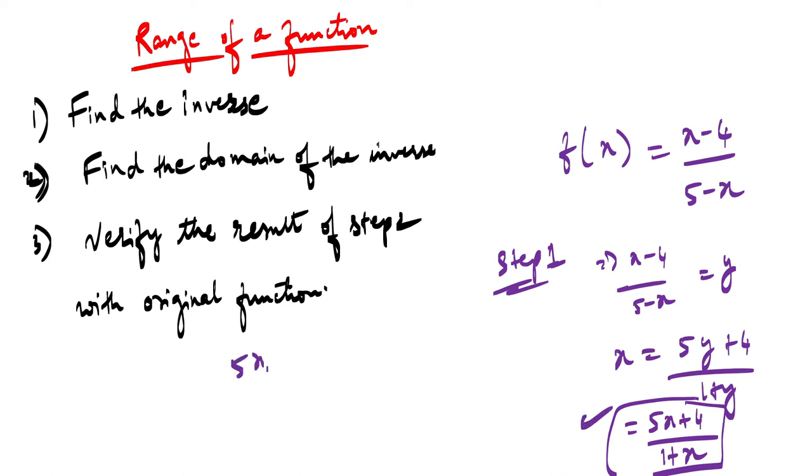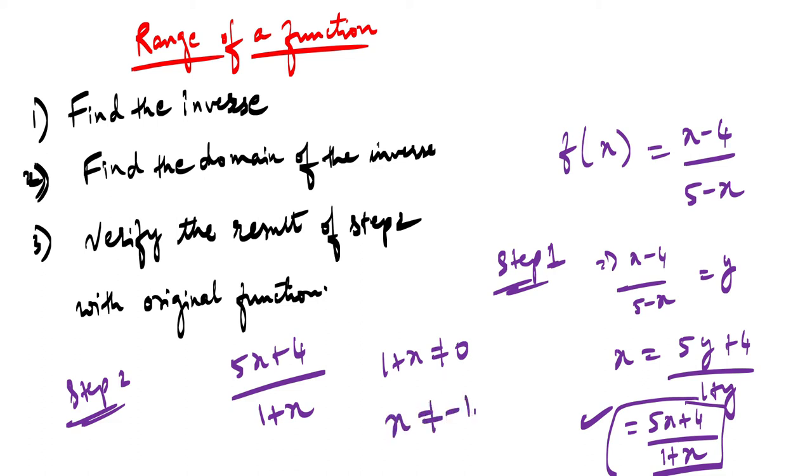So (5x plus 4) by (1 plus x). Now this is step 2. Just observe the denominator. Neglect the numerator. 1 plus x. The denominator shouldn't be equal to 0. We all know that. So 1 plus x shouldn't be equal to 0, and x shouldn't be equal to minus 1. So what is the domain of this function? All the real numbers except minus 1.